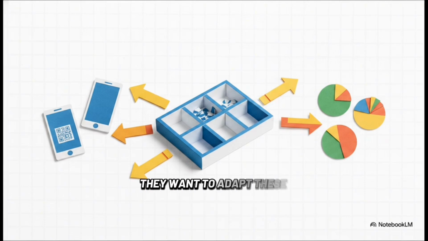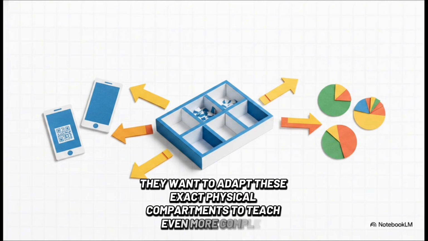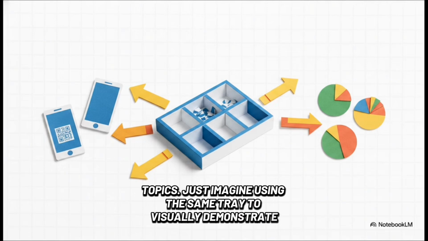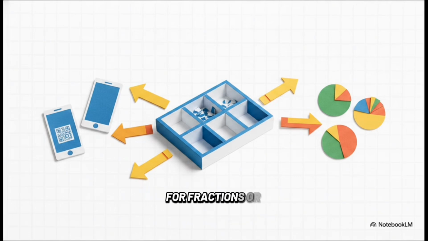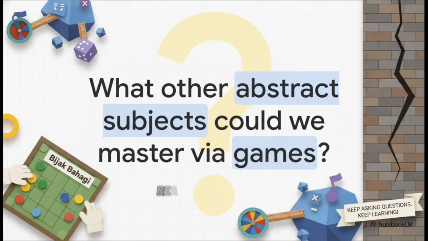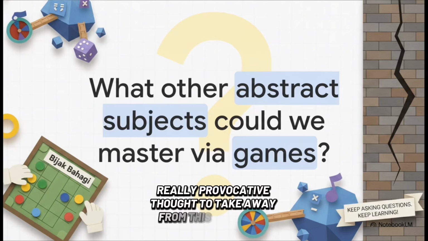They want to adapt these exact physical compartments to teach even more complex topics. Just imagine using this same tray to visually demonstrate part-to-whole relationships for fractions, or modeling ratios and decimals. Which leaves us with this final, really provocative thought to take away from this explainer.